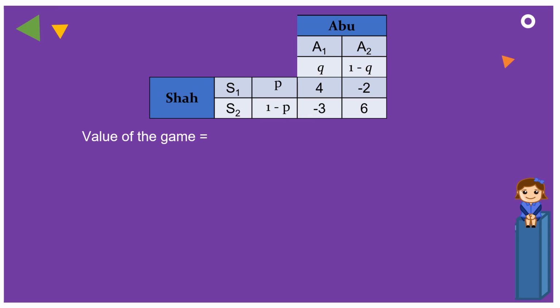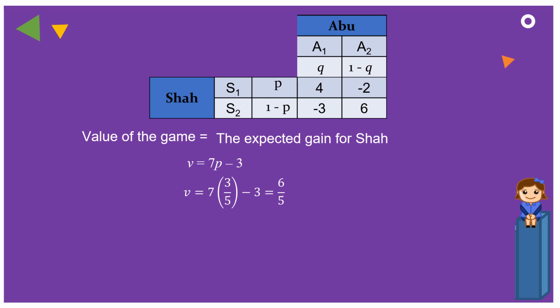The value of the game is the expected gain for Shah, which is 7p minus 3. Substitute p as 3/5 and we have 6/5. Since the value of v is positive, game favors Shah.